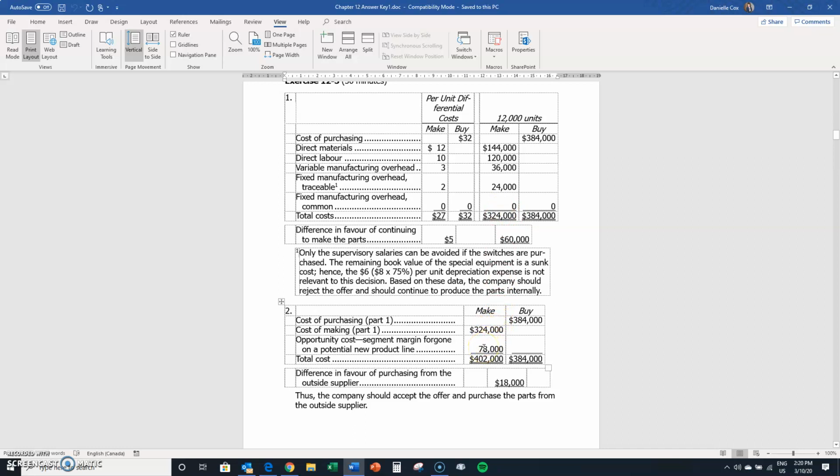But now we also have to look at something else. If we make the product, we're giving up the $78,000 per year segment margin that we could have gotten from another product. So in addition to spending 324, we're giving up 78,000. That's lost. So we add that to our cost and we get 402,000. So in this case, because that freed capacity can be used to do something else, now their decision changes. Now they should purchase, because they can purchase for 384,000 and go ahead and make that other product line.